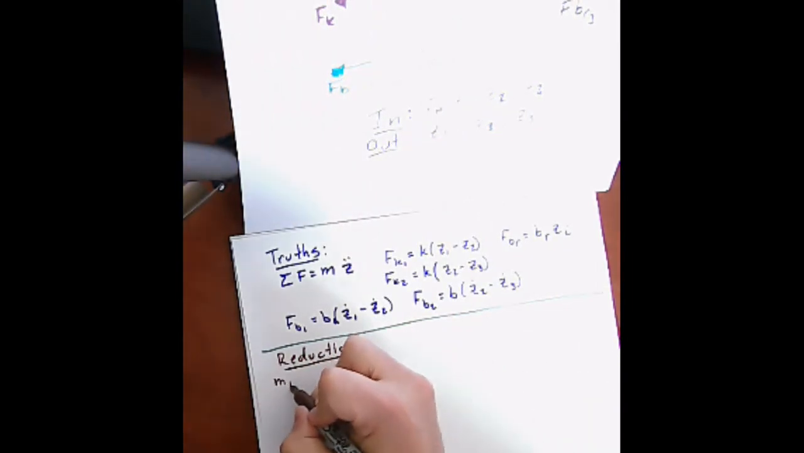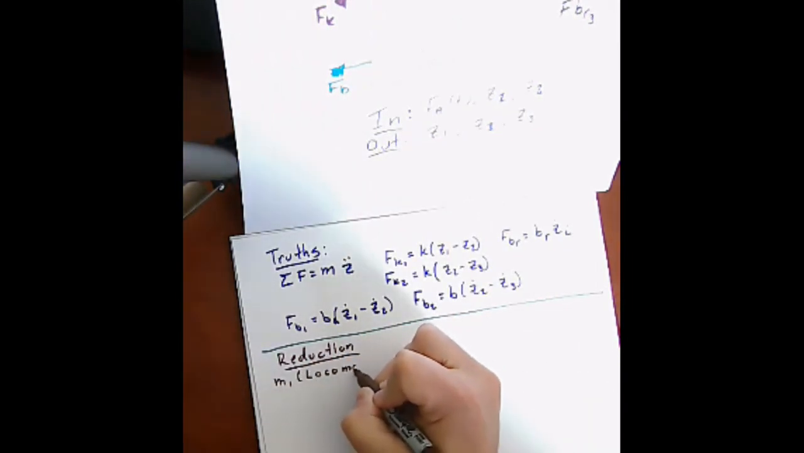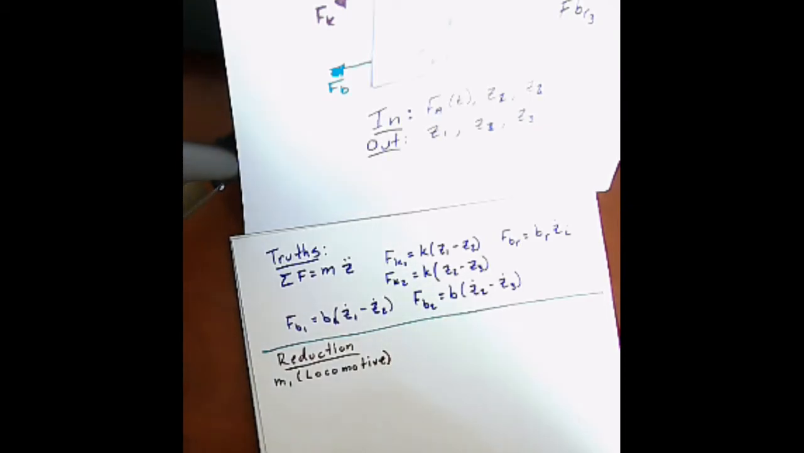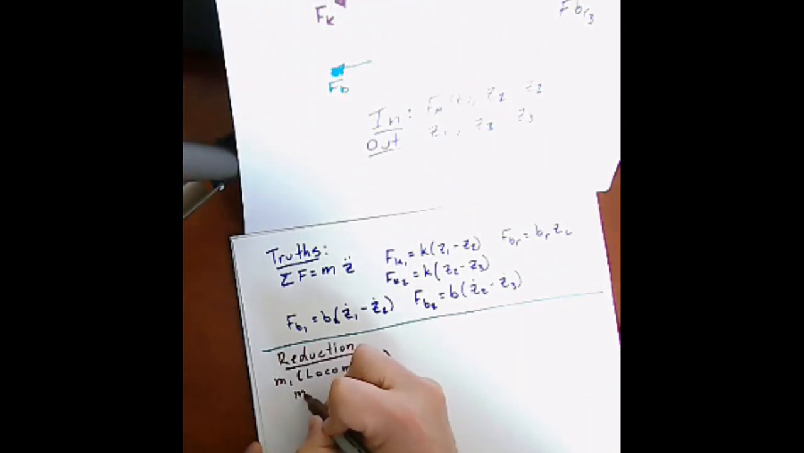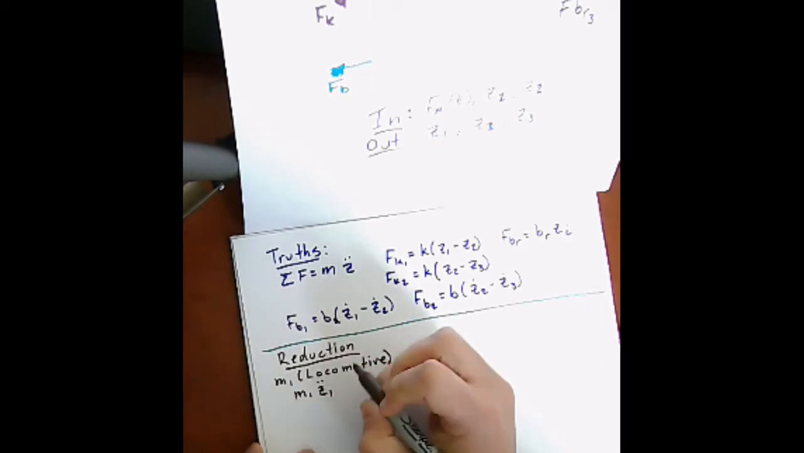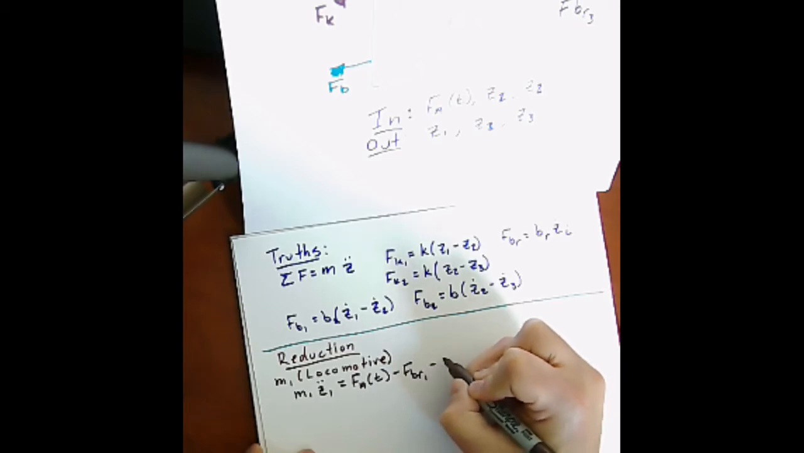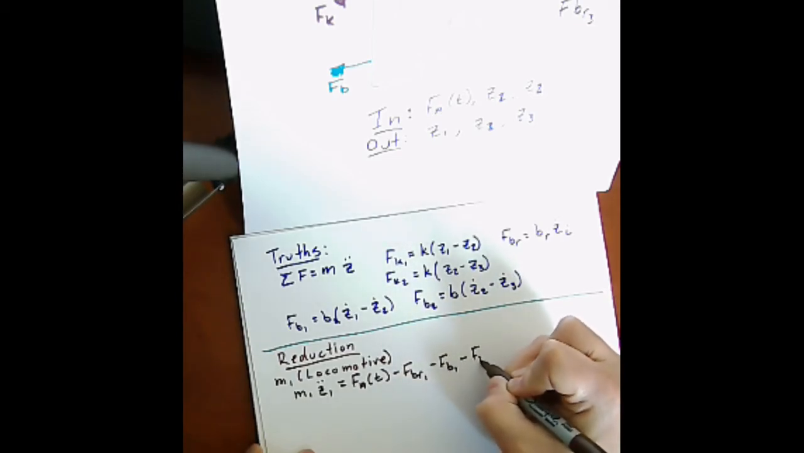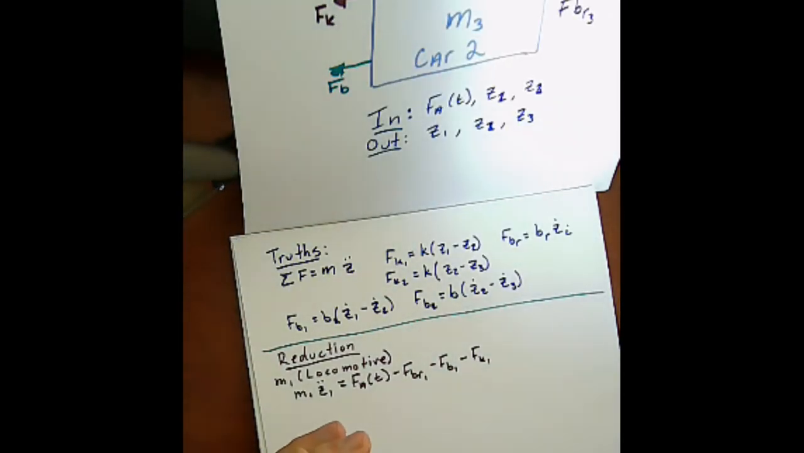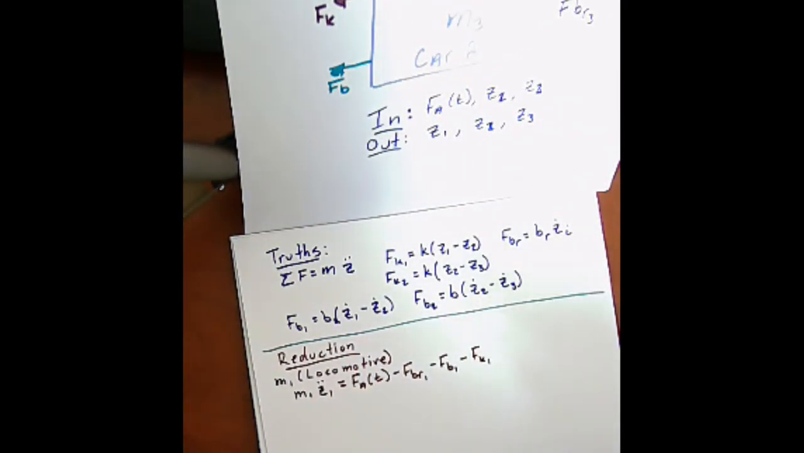Well, let's start with mass 1, or the locomotive, as it is called. What do we get? Well, we'll get m1 z double dot 1 is equal to the applied force minus the rolling friction on block 1 minus the damping and the spring forces of our in-between car, block 1 and block 2, the locomotive and car 1.